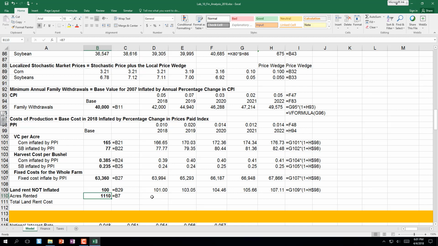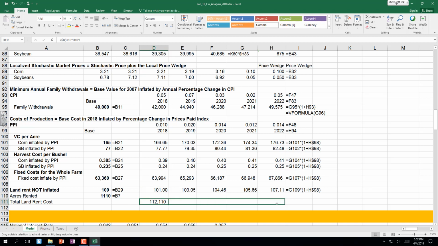1,110 acres. So I should be able to just calculate the total land rent cost is equal to this 1,110, hit F4 on it, times the 101. That's a rent per acre. And then I'll drag that across. Okay? So that's what I've got to pay for rent.